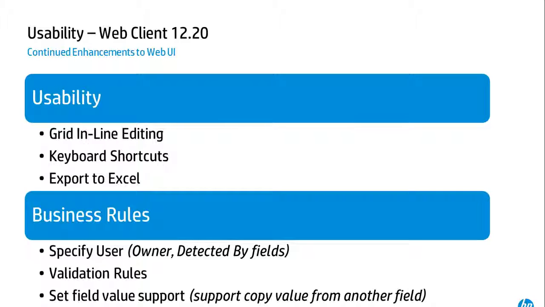And I have better support for validation rules, and also this capability where I'm able to copy a value from another field. Okay, so this is also something that will drive what happens with drop-down values and things like that.